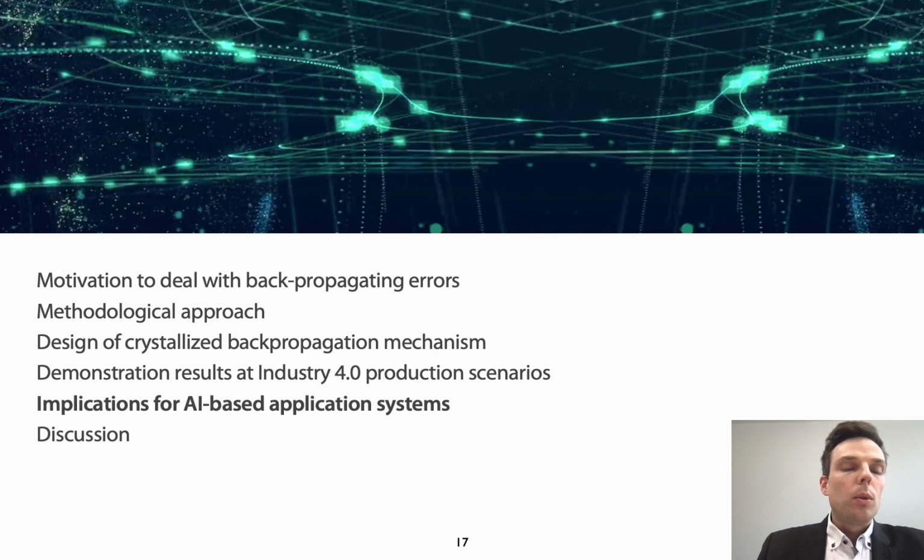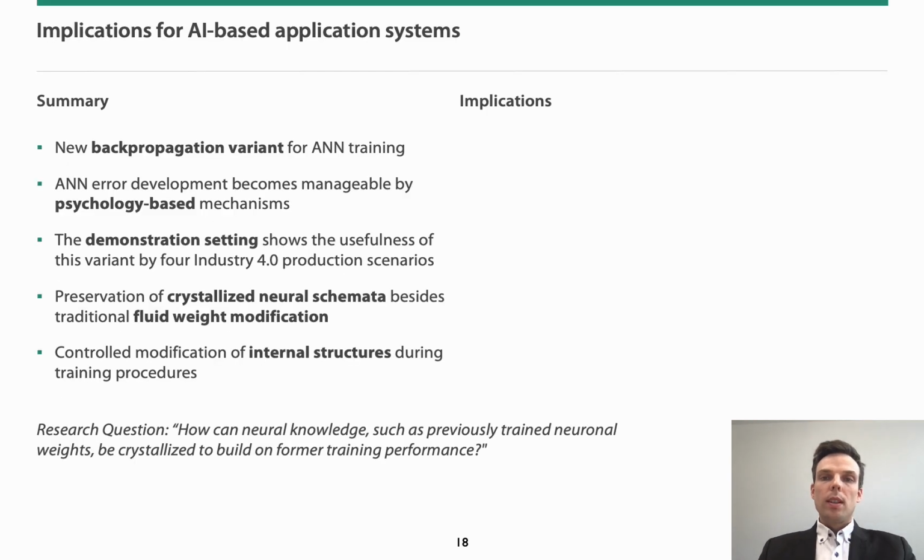So, what does this imply for AI-based applications? Summarizing up to here, we have seen a new concept for crystallized backpropagation that makes errors manageable on the basis of psychological models. We have seen a demonstration in an industrial setting addressing its usefulness. In training procedures, the crystallized knowledge has been preserved beside a traditional weight modification.